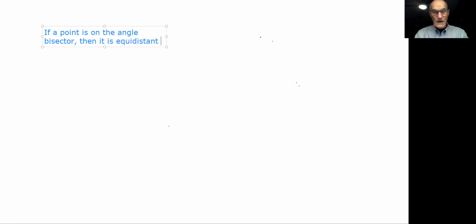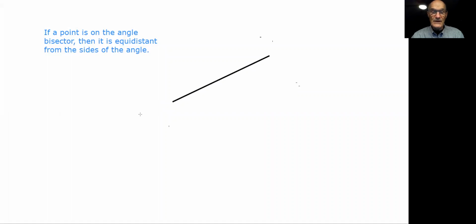Now, when we do the angle bisector, well, we say if a point is on the angle bisector, then it is equidistant from the sides of the angle. Okay, so now let me show you here what this looks like. If I take an angle, so here's my angle, let's say something like this, and I come down like this, okay?